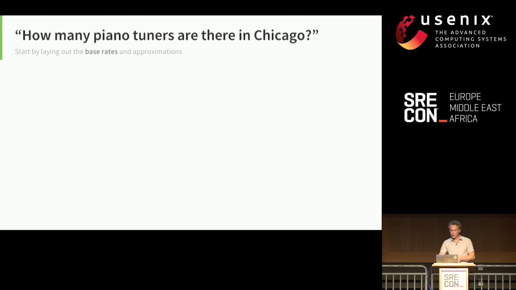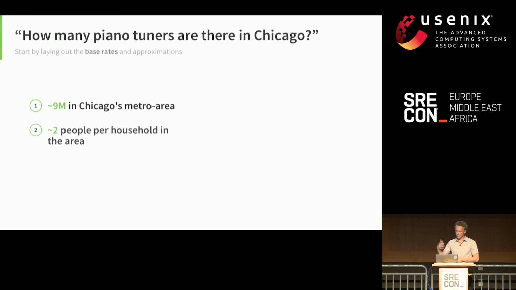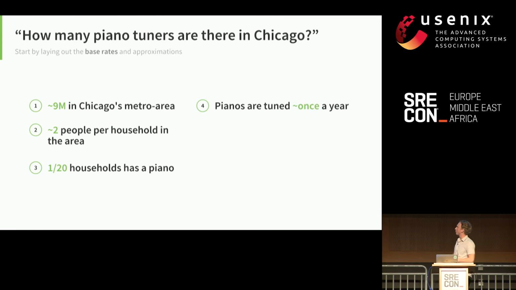So what he does is he just kind of notes down a bunch of things that he knows. So there's about 9 million in Chicago's metro area. If you live in America, I'm sure you probably remember something like that. There's maybe around 2 people per household. 1 in 20 households has a piano. So this is the kind of thing that you might not quite remember, but you might sort of agree that, okay, 1 in 50 is maybe a little bit too rarely, 1 in 5 is too much, so this seems like roughly correct. Pianos are tuned once a year.